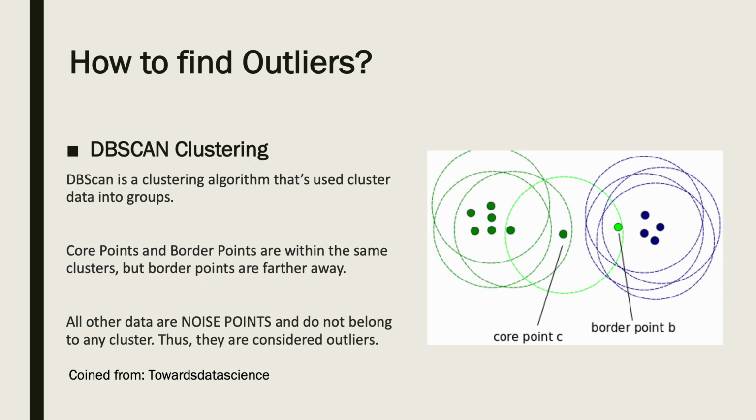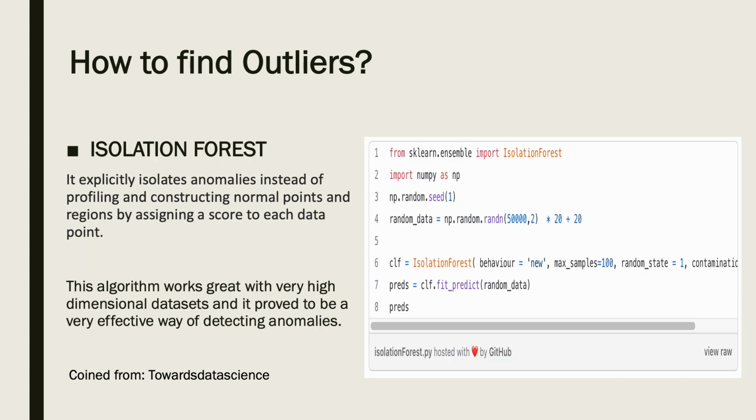There are also other methods that deal with technical terms, data processing, or data. One of them is DBSCAN clustering. Any value that does not fall within the core point or the border point is called a noise point, and it is considered an outlier. We have another algorithm called isolation forest, which is designed to assign values to the data and then use that to determine what values are considered outliers.